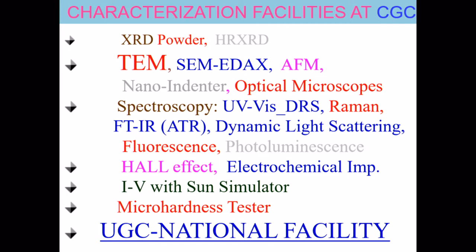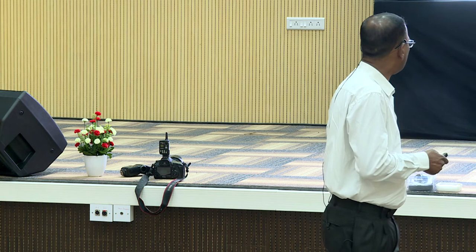For spectroscopic characterization, we have very good facilities for UV visible DRS, which means optical spectroscopy, Raman spectroscopy, and FTIR, infrared spectroscopy. Then one of the classic equipment, dynamic light scattering, wherein we measure the size as well as the zeta potential. I will give insight about these facilities in the subsequent slides. We also have a fluorimeter with excitation emission, as well as photoluminescence characterization. For electrical, we have an impedance measurement system as well as a Hall effect measurement system, and IV or CV measurement systems, including emission from a sun simulator. And we also have nano hardness as well as micro hardness systems.